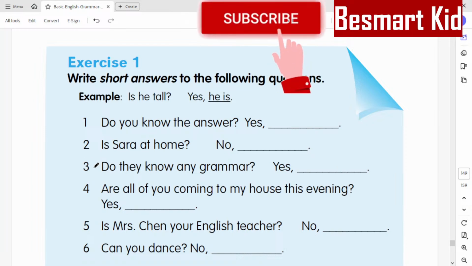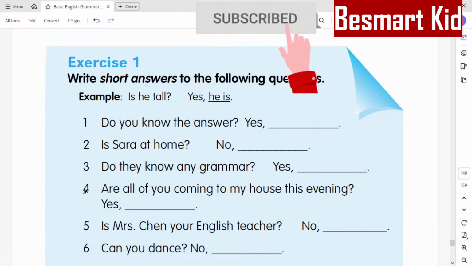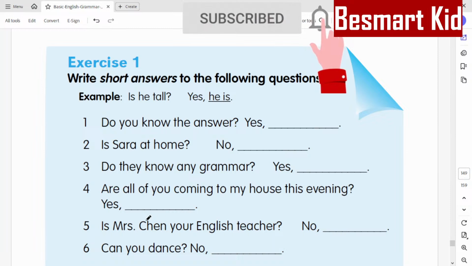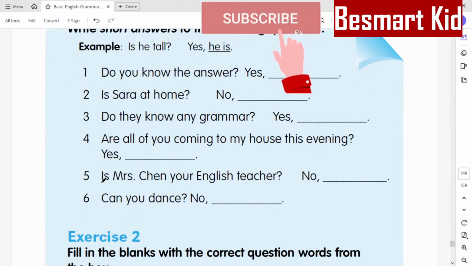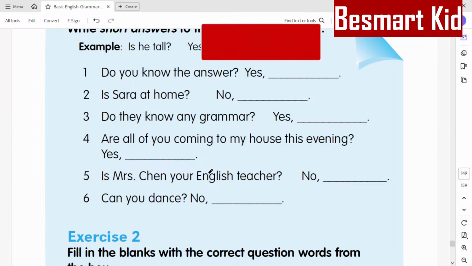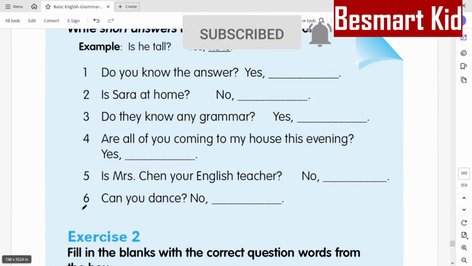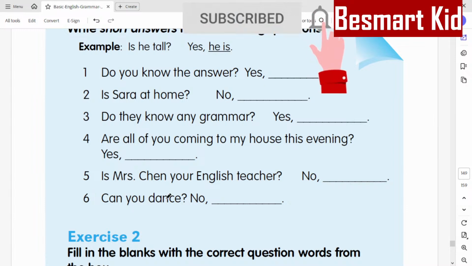Third, do they know any grammar? Yes, dash. Fourth, are all of you coming to my house this evening? Yes, dash. Fifth, is Mrs. Chan your English teacher? No, dash. Sixth, can you dance? No, dash.